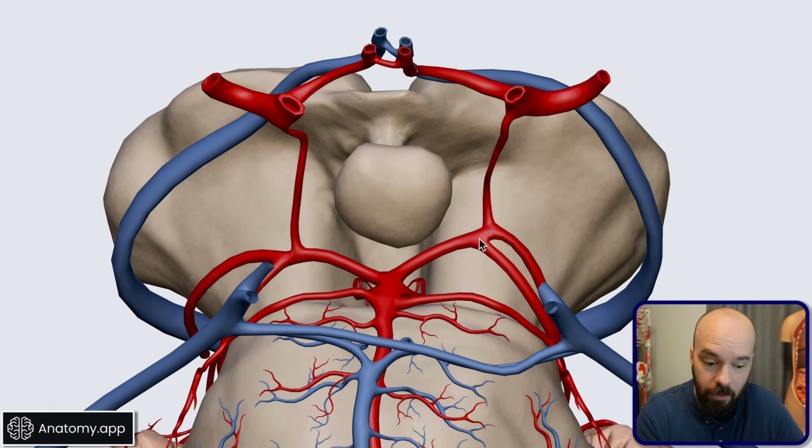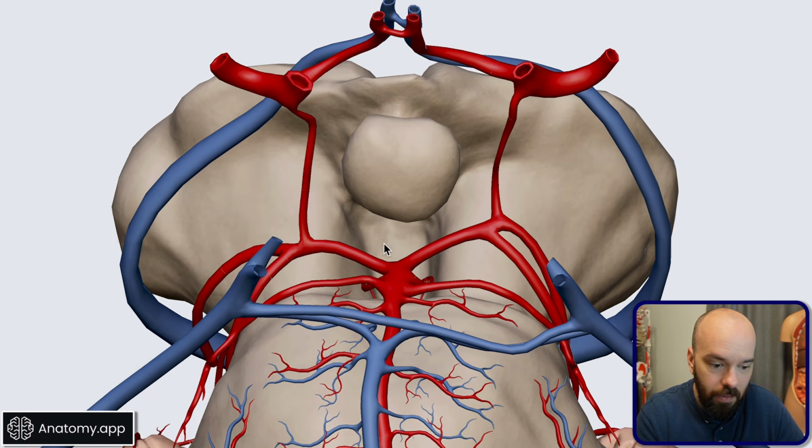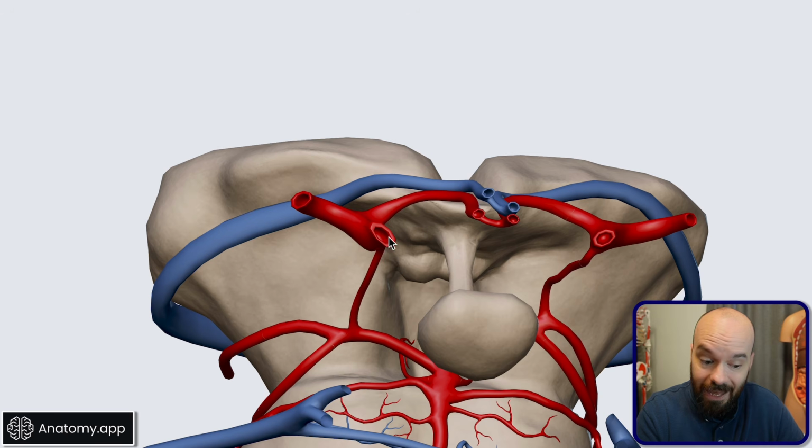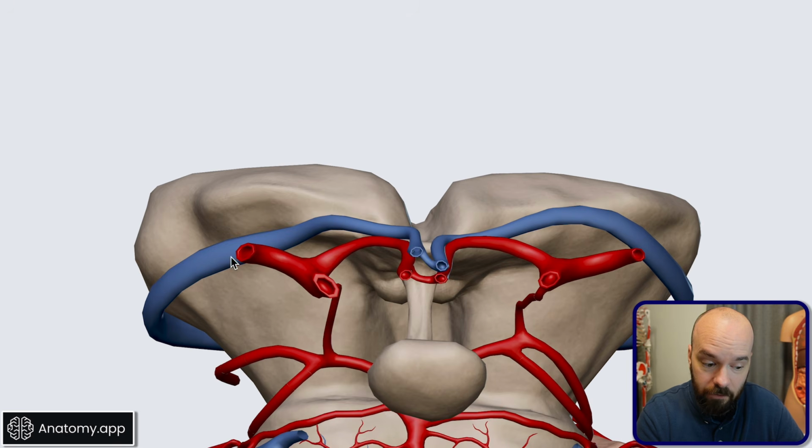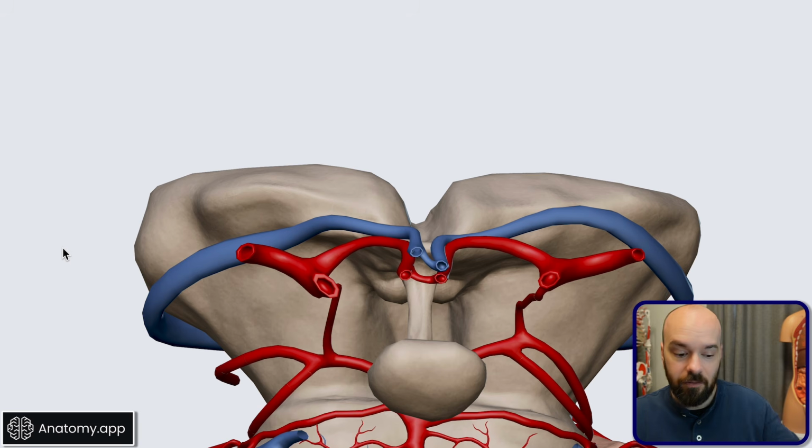And so we just had the posterior cerebral arteries. Here we have the posterior communicating arteries on the right and left side. And then right in here, we have the end of the internal carotid artery where blood is coming into the anterior cerebral circulation here. And here we have the middle cerebral artery branching off, and that's going to go to, remember, those lateral sides of the brain.